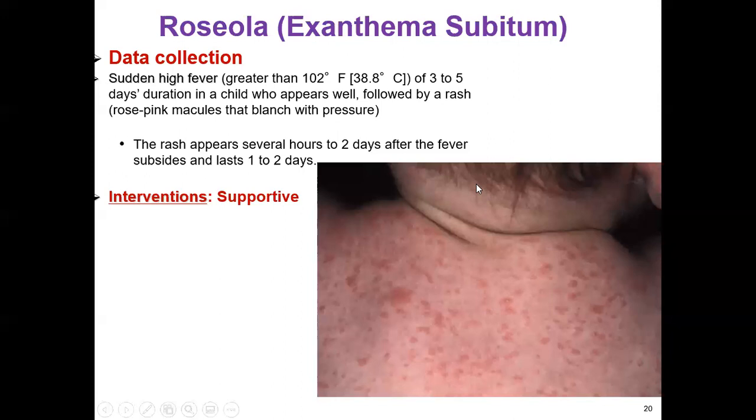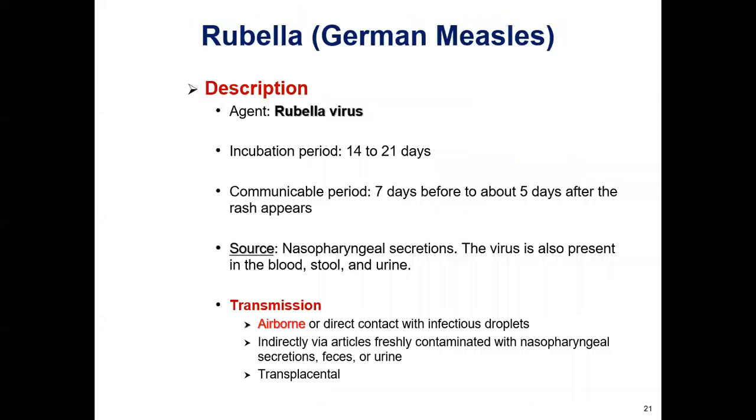So if my patient has a communicable disease like Roseola, the intervention is to give supportive care. What does supportive care mean? It means if the patient has a fever, you give them antipyretic medication.